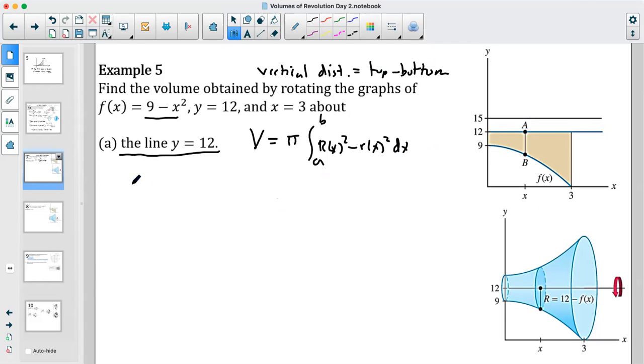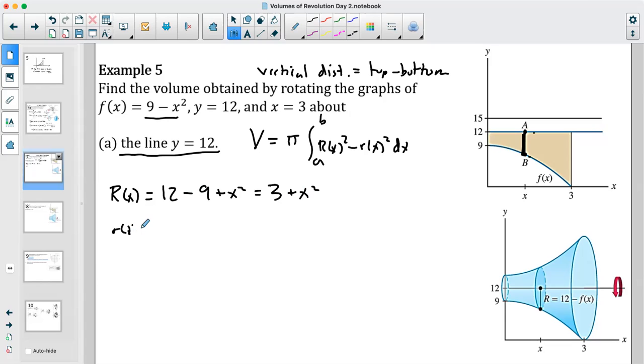So big R of x here. So this is big R right here. It's a distance from the outer edge to the axis of rotation. So it's top minus bottom. So it's y equals 12 minus f of x, which is 9 minus x squared. So 12 minus 9 plus x squared. If I distribute the subtracting in my head, I get 3 plus x squared.